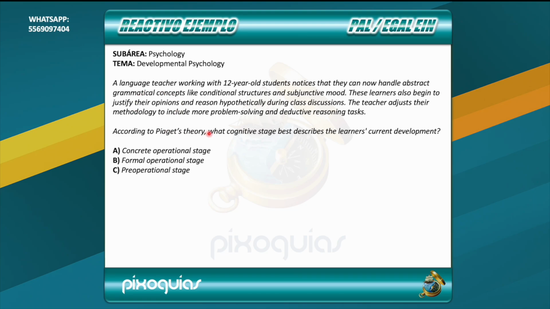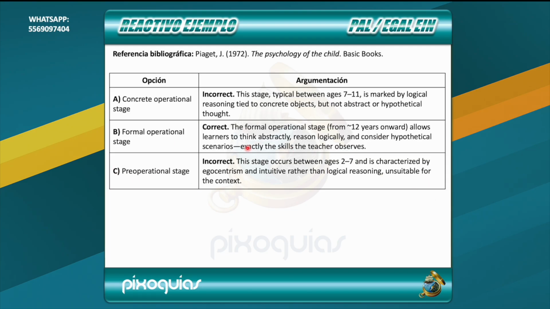According to Piaget's theory, what cognitive stage best describes the learner's current development? A. Concrete operational stage, B. Formal operational stage, or C. Pre-operational stage? The correct answer is B.